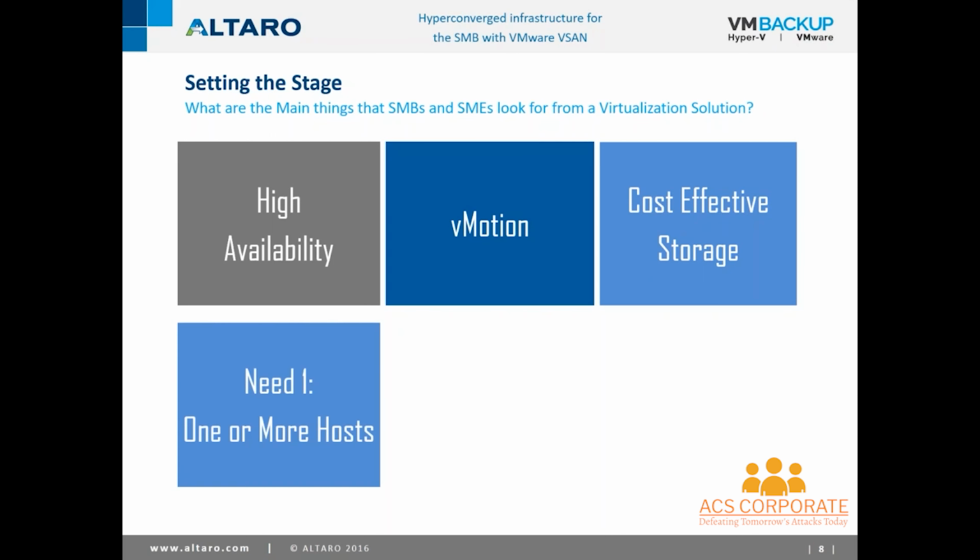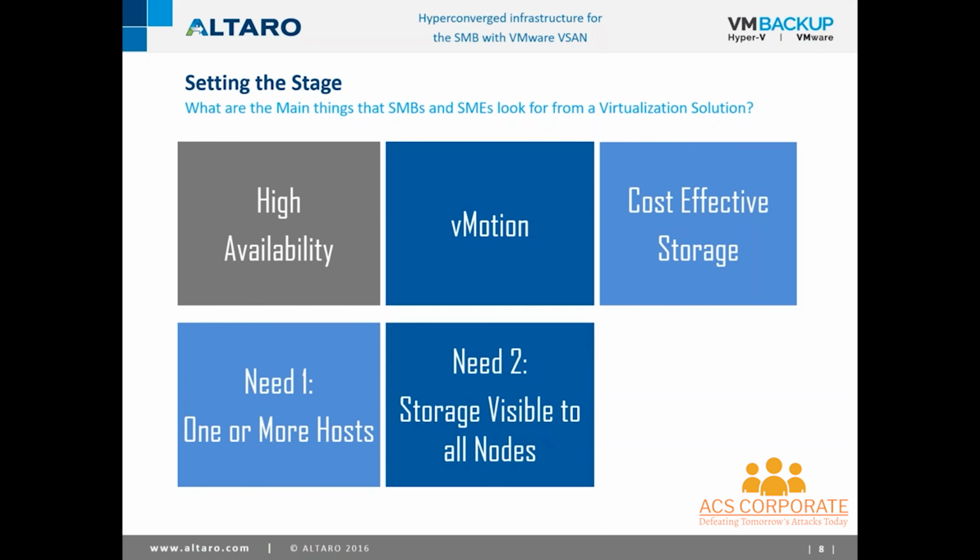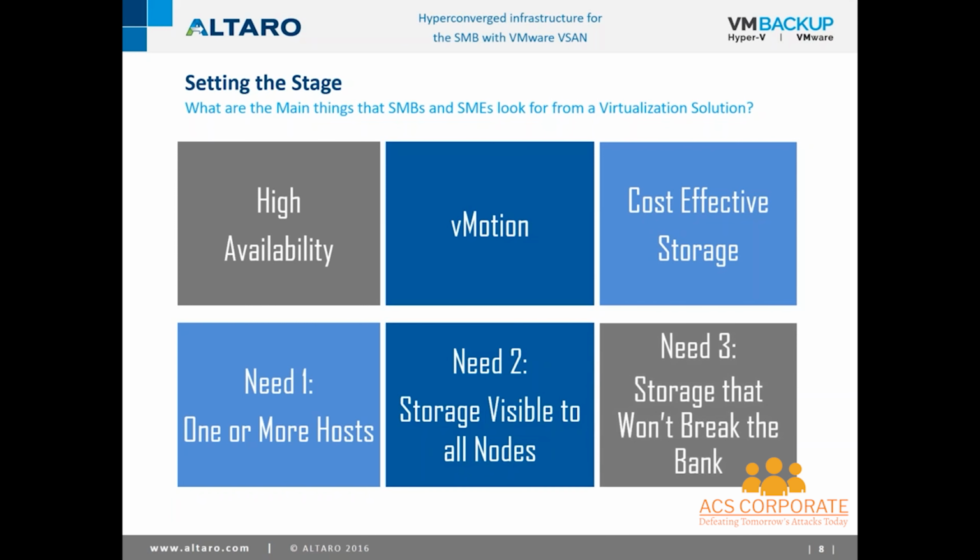We need one or more hosts, right? To facilitate high availability, we at least have to have two hosts. No shocker there. Storage has to be visible to all nodes. We all know that, right? So we need a solution where the storage is visible to all nodes. And again, storage that won't break the bank. So how does hyperconvergence in vSAN help this?